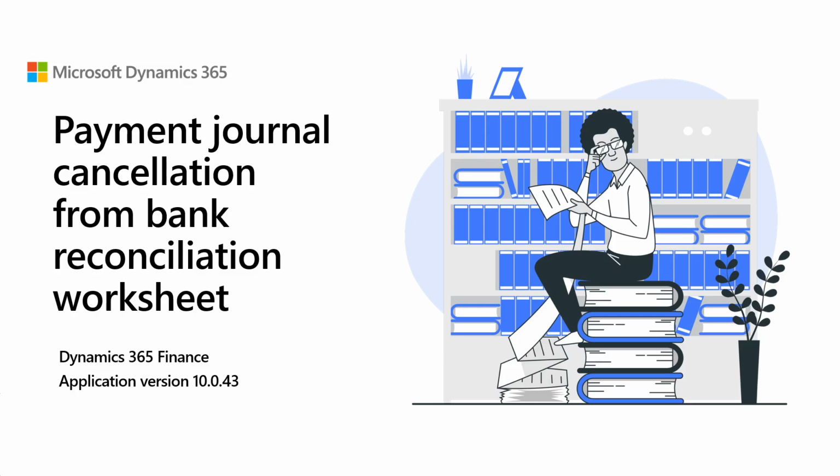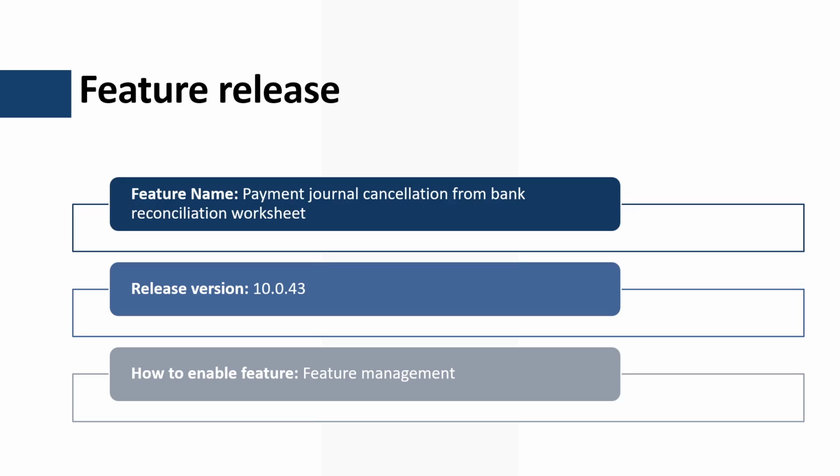Welcome. In this tutorial, we will review how to cancel the payment journal from the modern bank reconciliation worksheet. This function is managed by a feature called payment journal cancellation from bank reconciliation worksheet, and it's managed by the feature management workspace. This feature is available in application version 10.0.43.